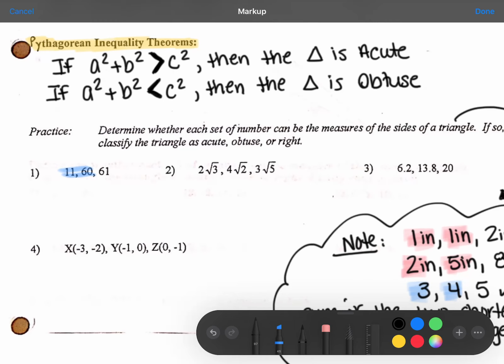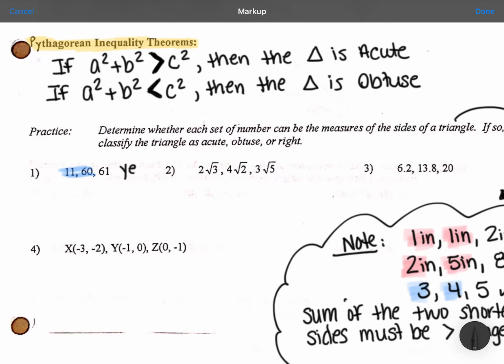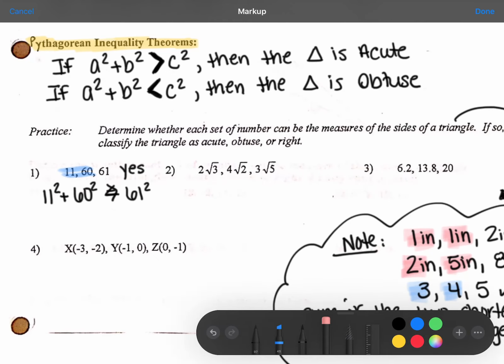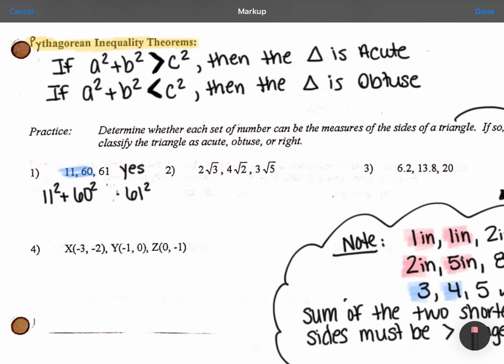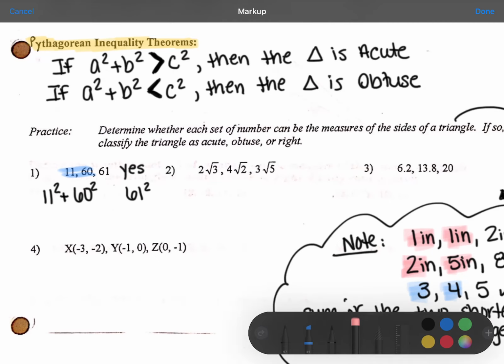And now that I know it's a triangle, I can classify it as acute, right, or obtuse by using the Pythagorean theorem. So determine if the sides can be a triangle. Yes, it's a triangle. Now we have to determine what type of triangle it is, so we're going to use the Pythagorean theorem. I'm going to take the two shorter sides, square them, add them together, and see what the relationship is with the third side. Are they equal? Is it greater than, or is it less than? So we need to determine the relationship between the legs squared and the hypotenuse.